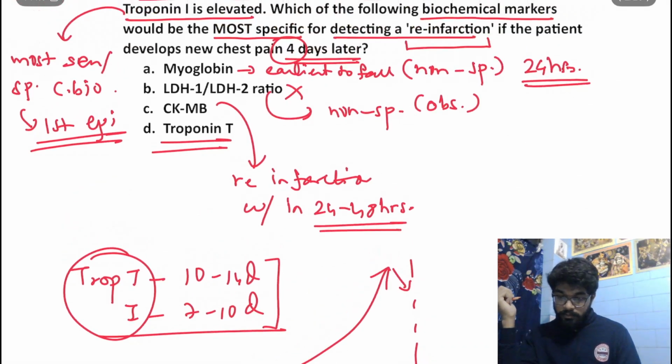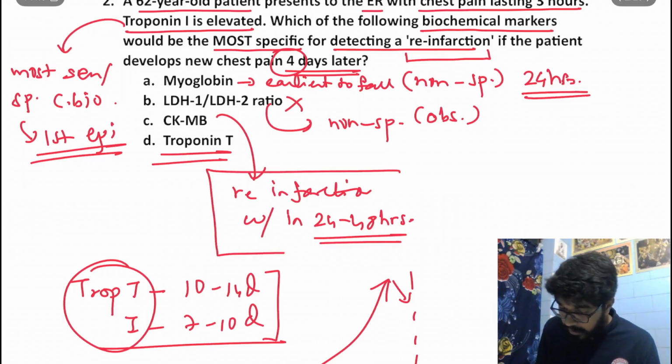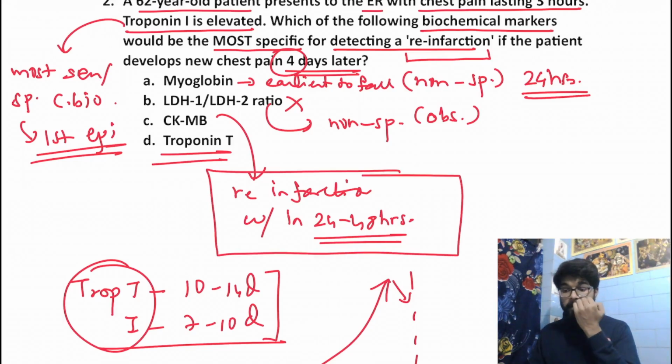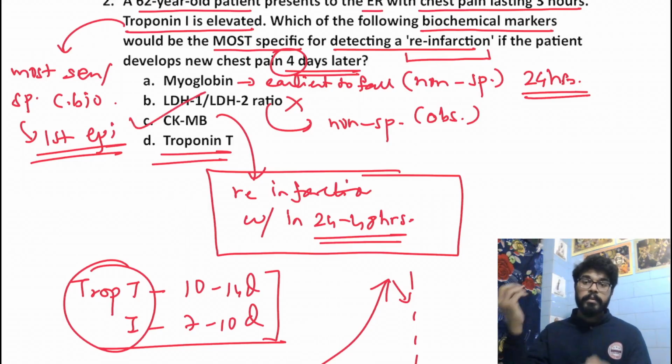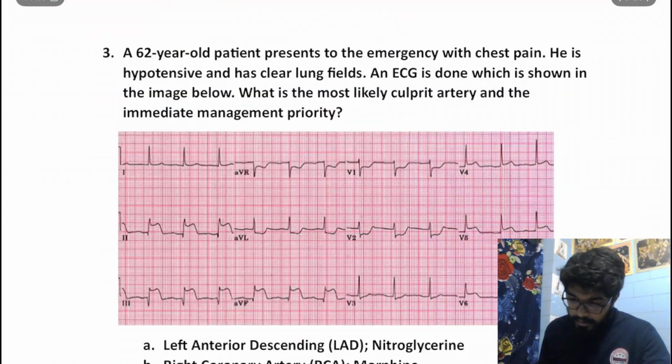So the marker of reinfarction would be the one that decreases very early. Myoglobin does decrease the earliest, but myoglobin is non-specific. That's why CKMB would be the perfect choice over here. Okay. Moving on to the next question.